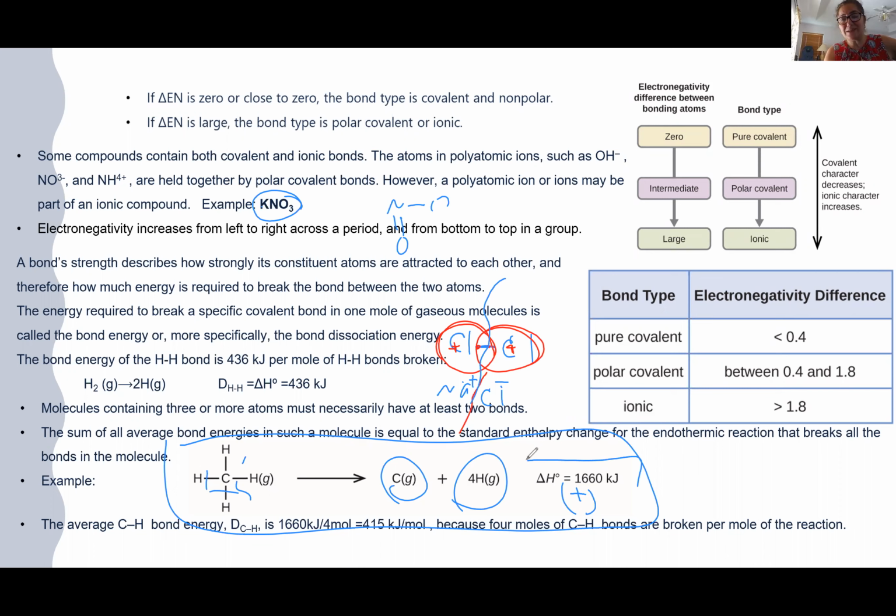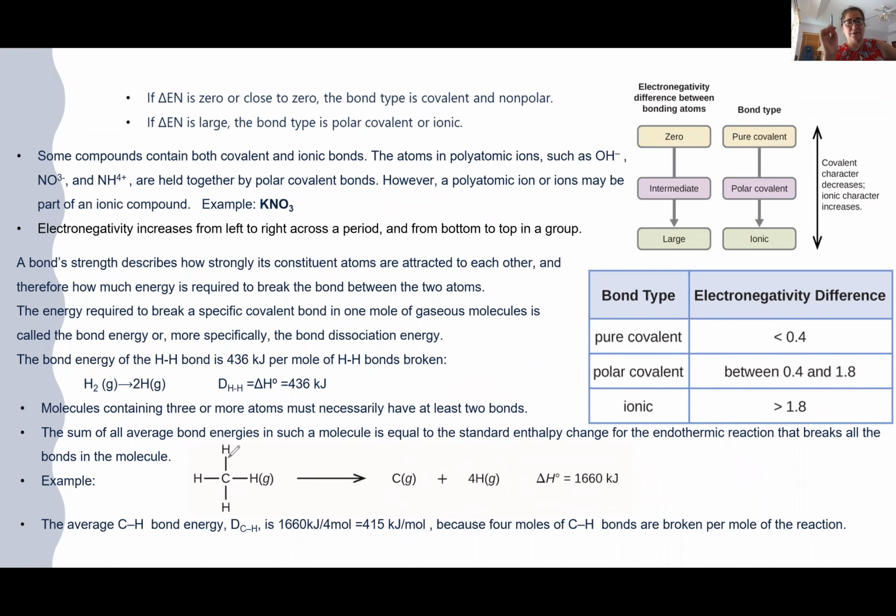If you divide this by 4, because they are all the same, then you can find the value for 1 CH bond. So you divide that by 4, and that's what is given here as 415 kilojoules to break 1 CH bond. Okay? So we have bond formation and bond dissociation. In bond formation, energy is released.